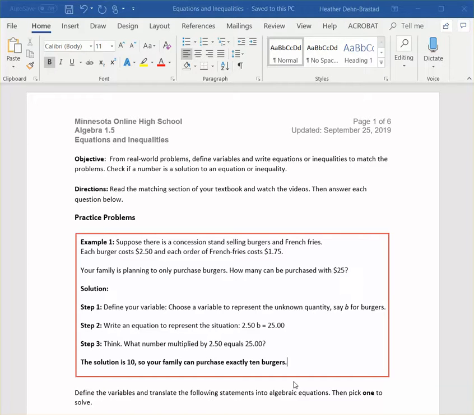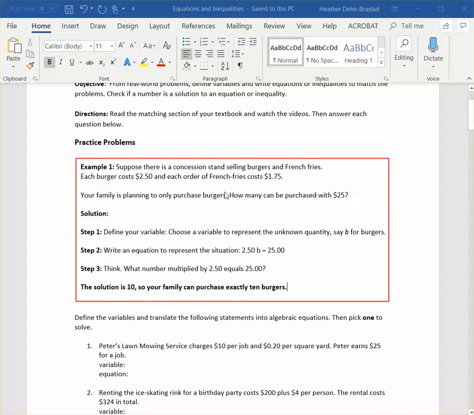In this video, we are going to look at how to solve a few of the problems from the Equations and Inequalities worksheet. So we are going to define variables, write equations or inequalities to match the problems, and check if a number is a solution to an inequality or an equation. So this is just an introduction. We'll work with equations and inequalities a lot more this year, but we're just going to practice writing them and solving just a little bit.